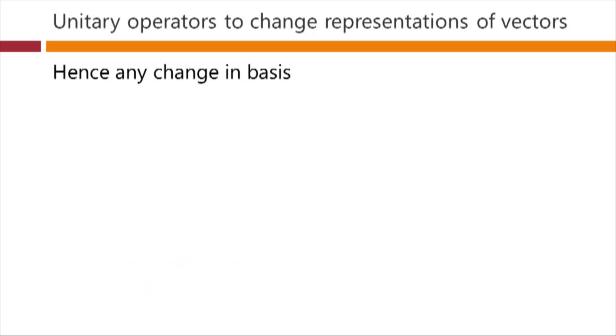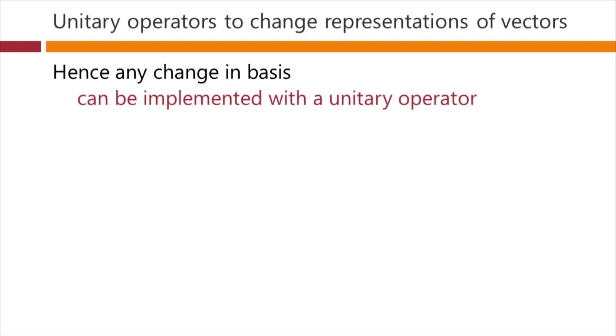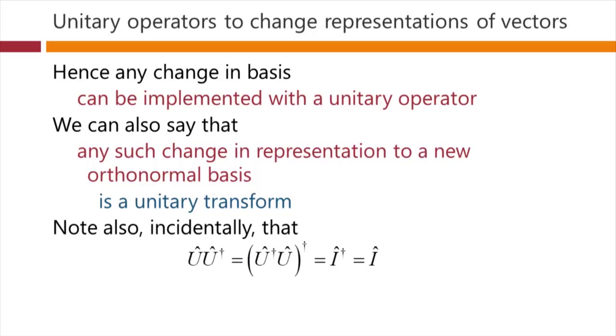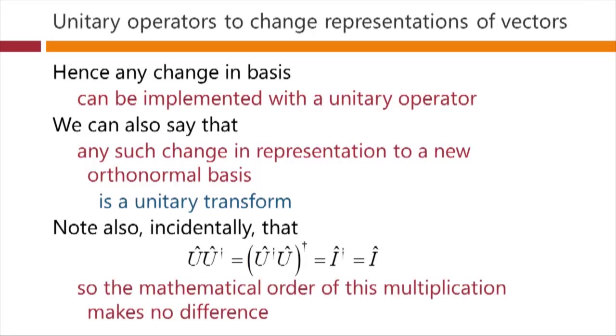Hence, any change in basis can be implemented with a unitary operator. We can also say that any such change in representation to a new orthonormal basis is just a unitary transform. Note incidentally that it doesn't matter which way round we do this multiplication. The Hermitian adjoint of u dagger u is therefore the Hermitian adjoint of the identity operator, which is just the identity operator. So the mathematical order in this multiplication makes no difference.